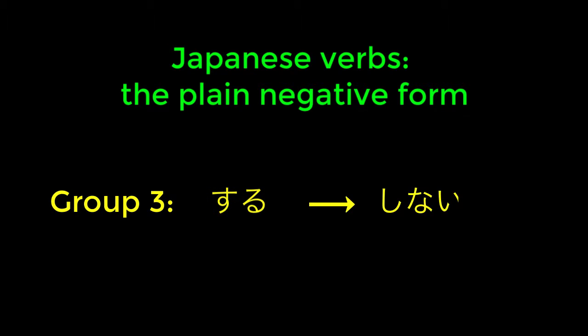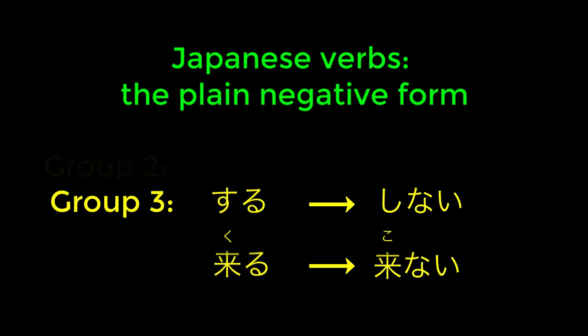It becomes shinai. And kimasu, to come. Kuru in the plain form becomes konai. Shinai, I do not do. Konai, I do not come.